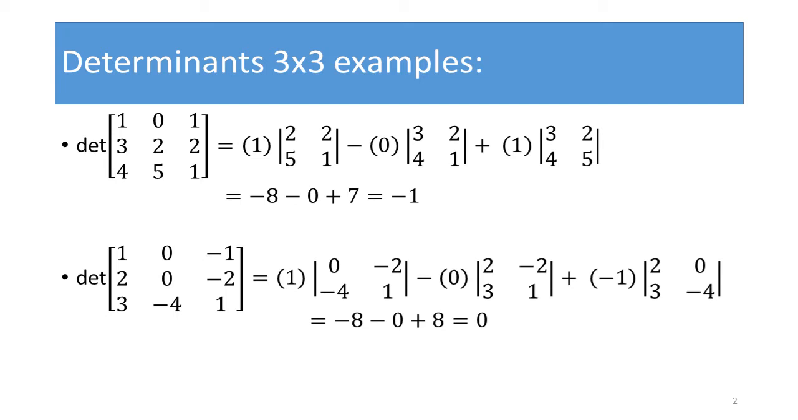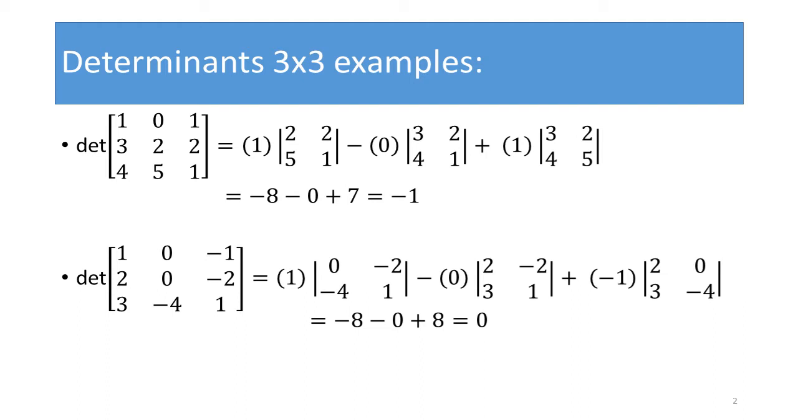Now let us find the determinant value by using the second method. So determinants of 3 cross 3. Okay. So now the first example, find the determinant of 1, 0, 1, 3, 2, 2, 4, 5, 1 within the matrix. So that is equal to, now let us take the first row. The first element is 1. So we write 1. Now we have to forget the first row and the first column. So what is remaining is 2, 2, 5, 1. So we have to write it as a 2 cross 2 determinant.